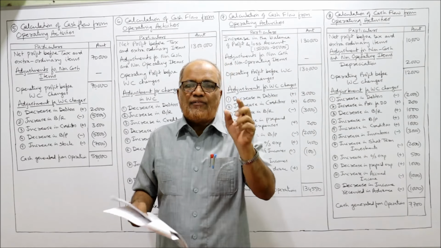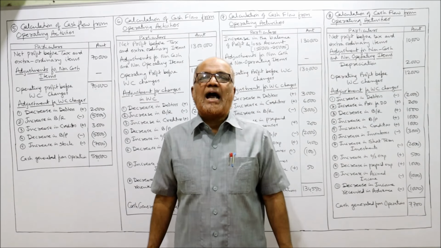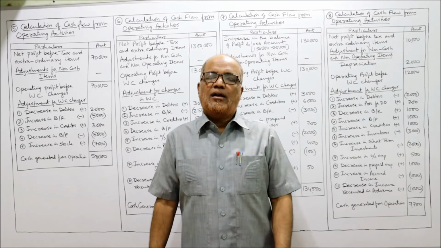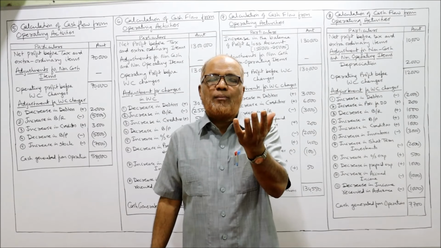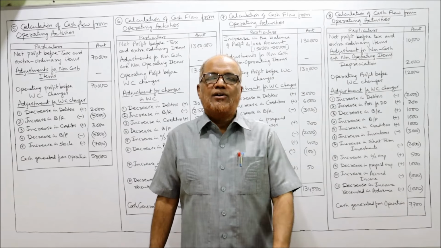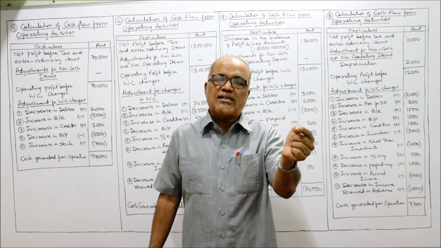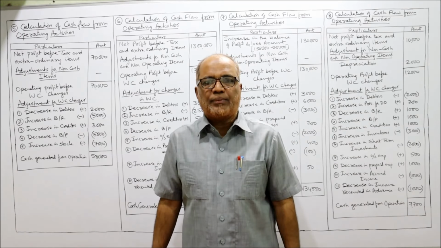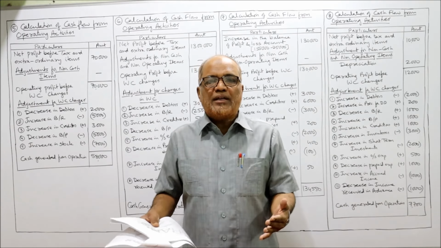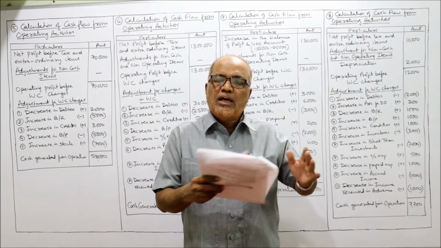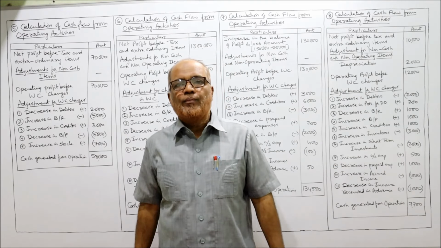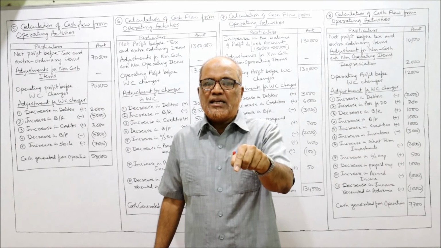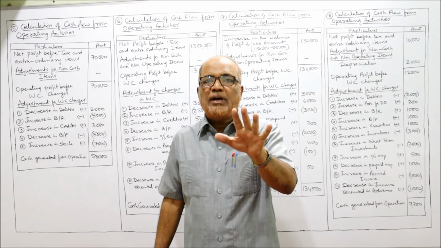Now see here. After calculating the profit, we have to make the adjustment for working capital changes. In order to find out the cash flow from operating activities, we have to adjust the current assets and current liabilities. That is working capital changes. So how to make the changes? You have to remember the rule. In the last video, I explained the rule. Increase in current liability and decrease in current assets should be added.